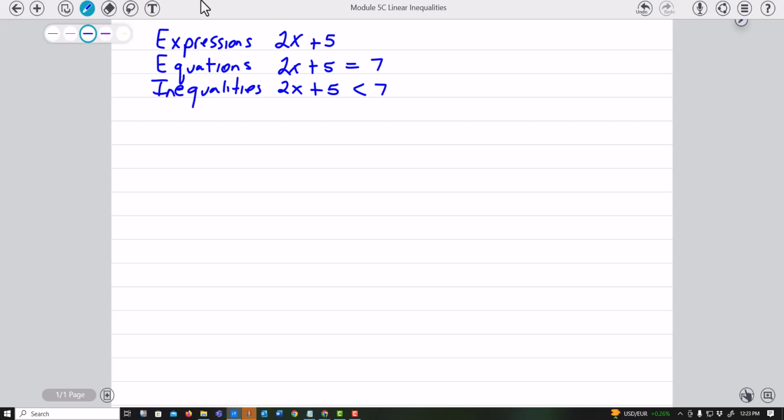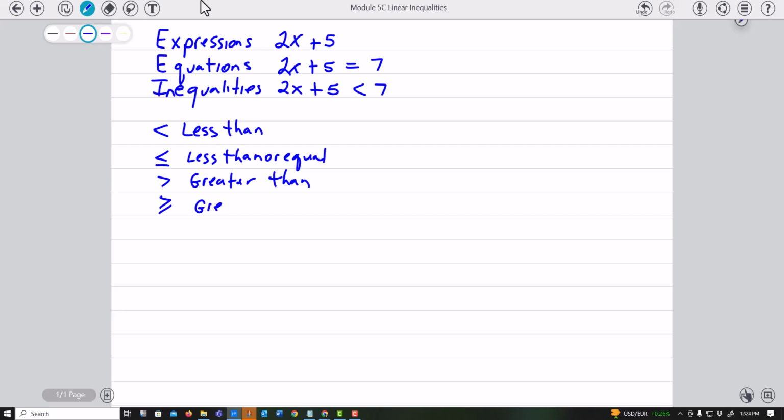So just some reminders: a less than, a less than or equal, a greater than, or greater than or equal. And these are important, as you're going to see with graphs, because if we have something like x is less than 5, then you'll see on a graph how we graph these.